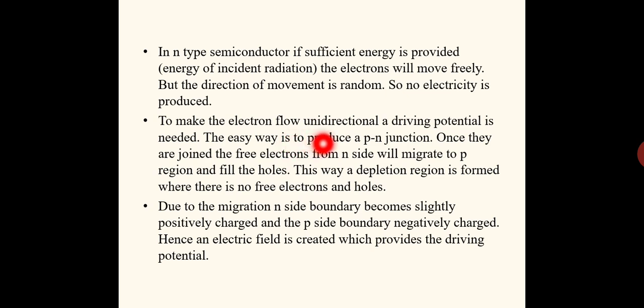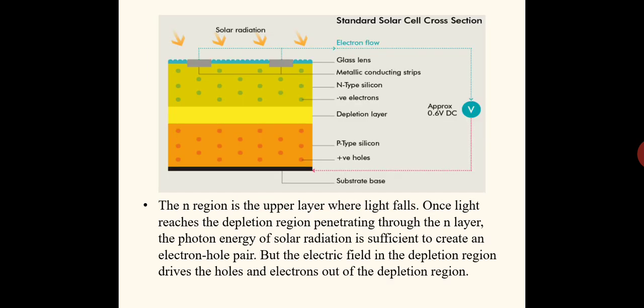So to make the electron flow unidirectional, what we will do is create a junction of the P-type semiconductor and N-type semiconductor. We will create a PN junction. Once they are joined, the free electrons from the N side will migrate to the P region to fill the holes. This way a depletion region is formed where there are no free electrons and holes. I will show you the figure here.